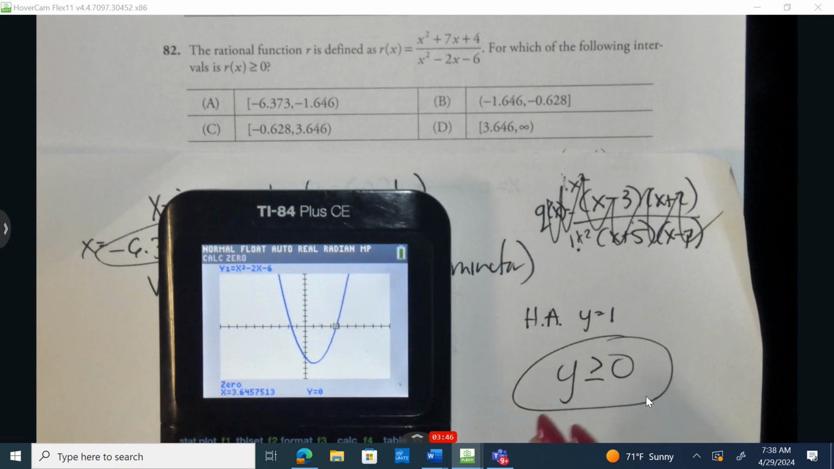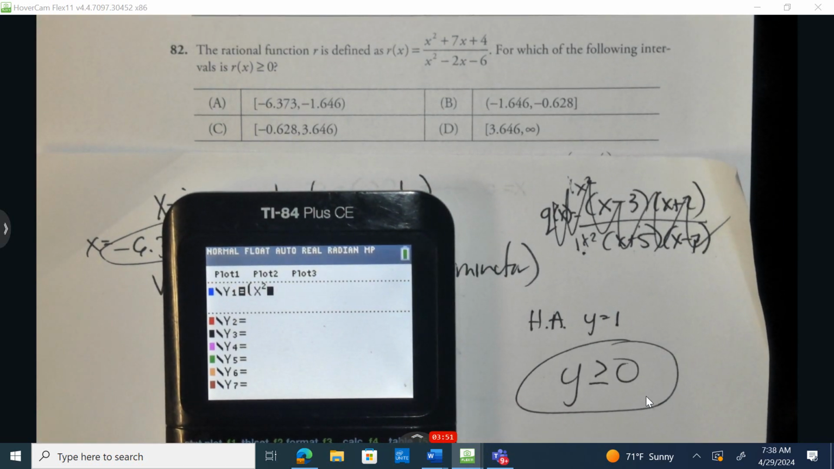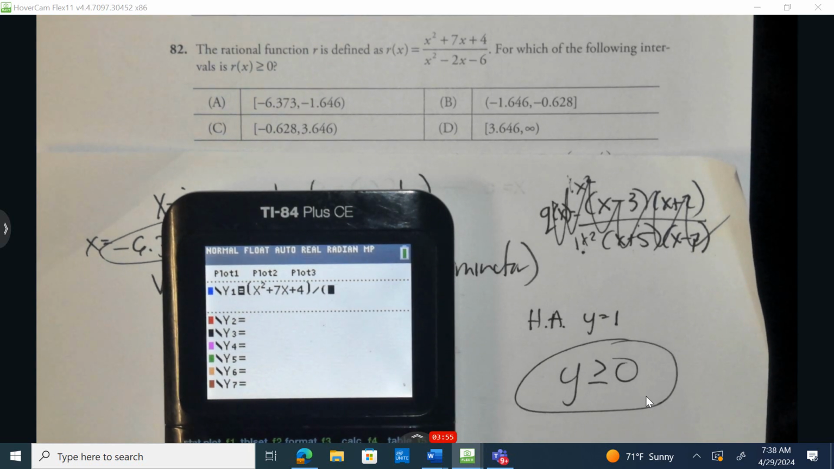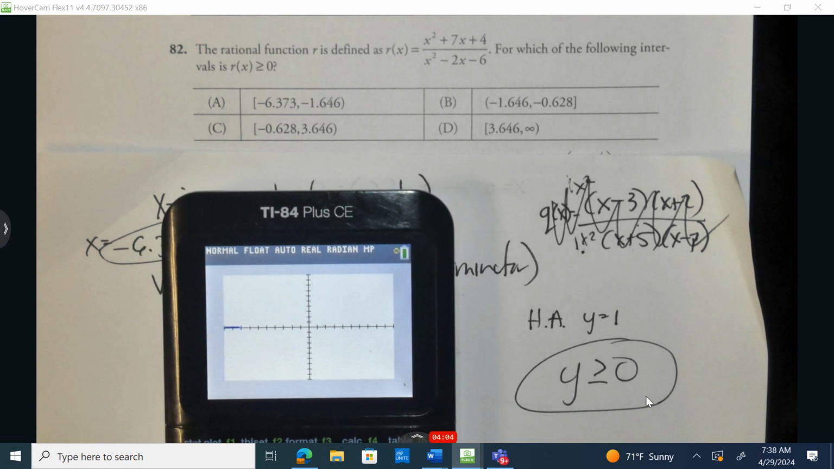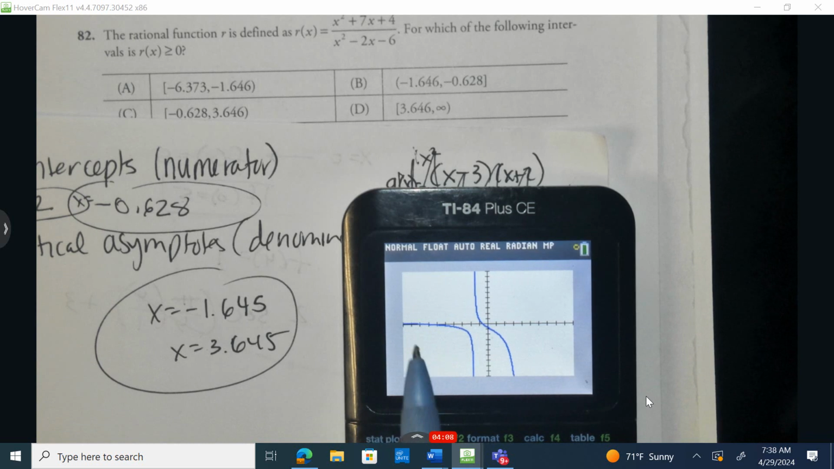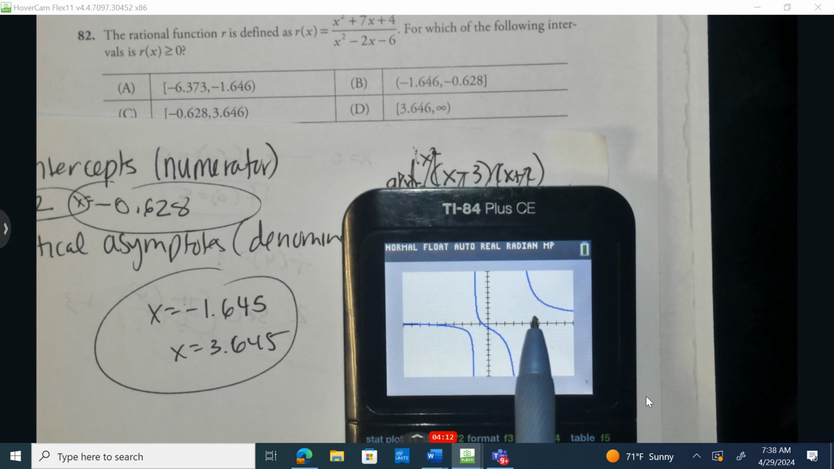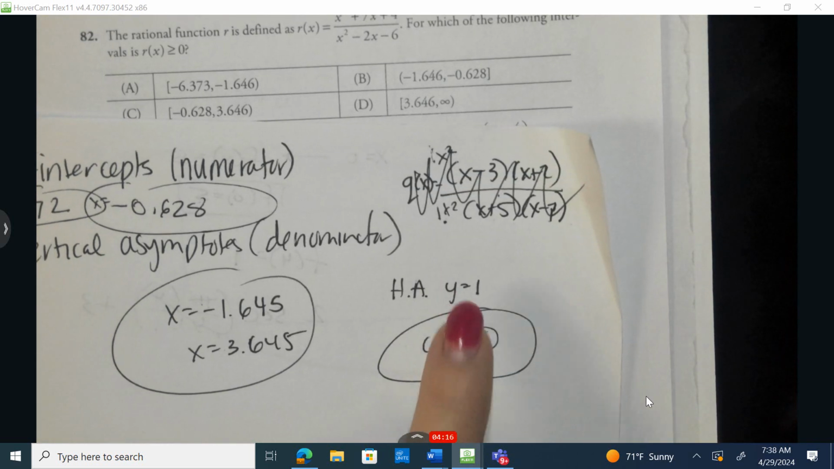Okay, so then I'm going to graph this. I'm going to come back here and put a parenthesis, and I have x squared plus 7x plus 4 divided by x squared minus 2x minus 6, and let's end parentheses and graph it. Now, if I was able to draw on here, I can see that we would have a horizontal asymptote of y equals 1, which I already determined. There's my y equals 1.